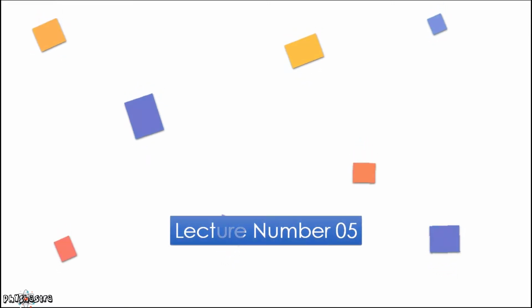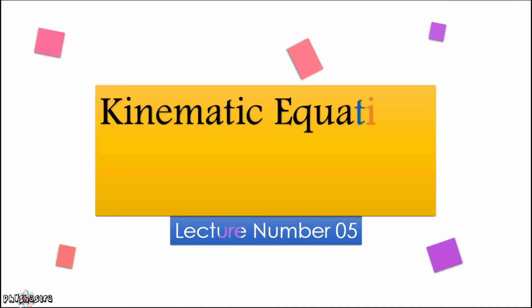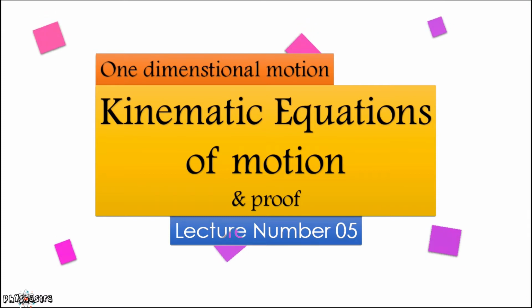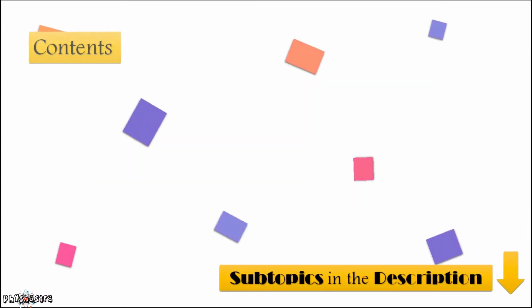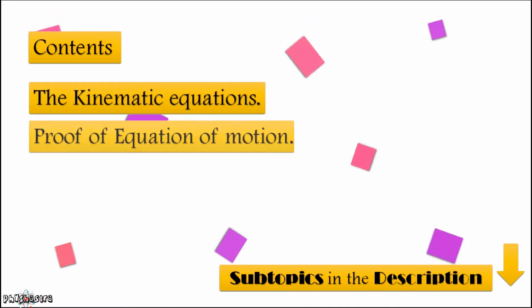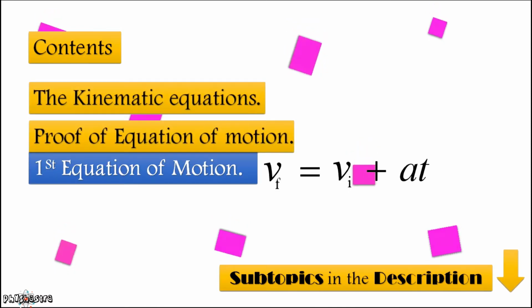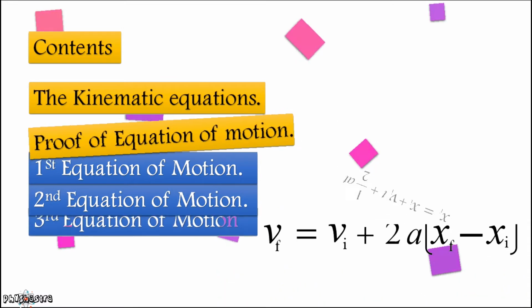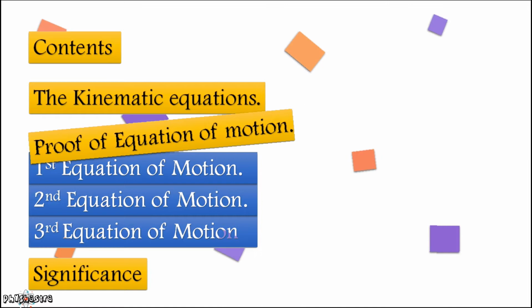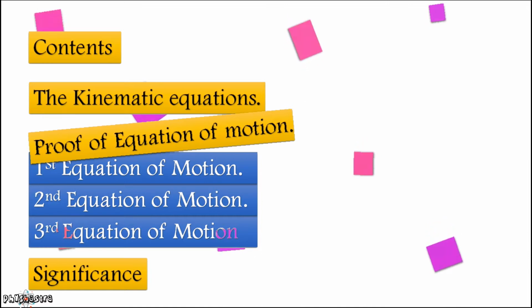Physics. This is lecture number 5 on kinematic equations of motion in 1D motion. In the last lecture, we have learnt about velocity and acceleration. In this lecture, we are going to learn about the three main kinematic equations: derivation of first equation, derivation of second equation, derivation of third equation, and the significance of kinematic equations. Without further ado, let's get started.